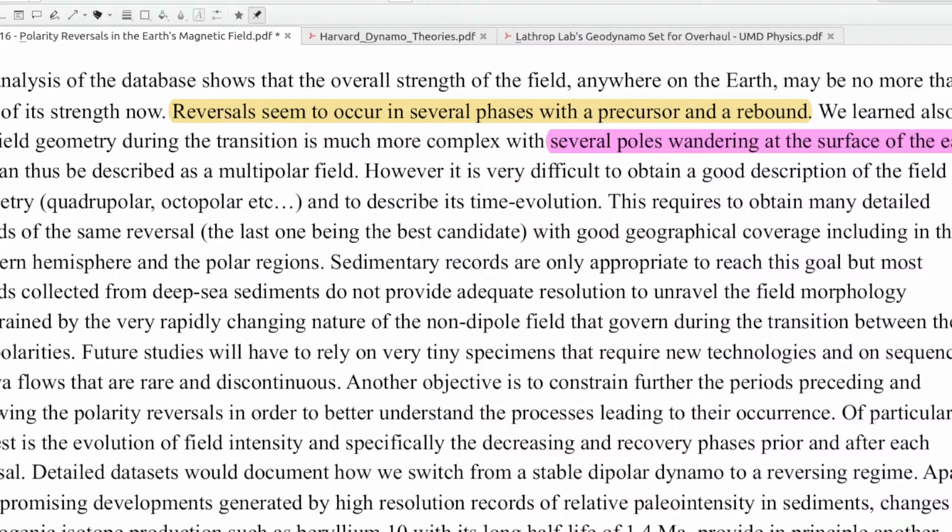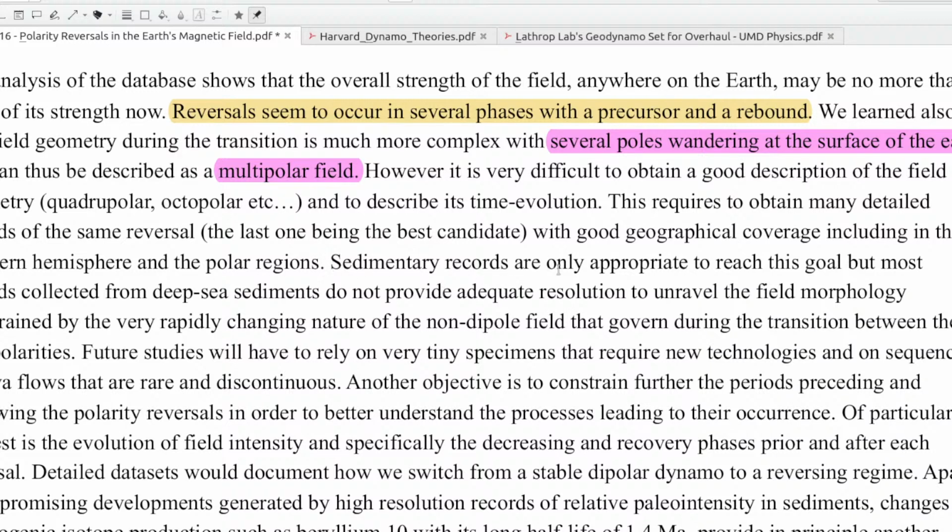That's pretty interesting, and thus can be described as a multipolar field. However, it is very difficult to obtain a good description of the field geometry, quadrupolar, octopolar, etc., and describe its time evolution. This requires obtaining many detailed records of the same reversal, the last one being the best candidate, with good geographical coverage including in the southern hemisphere and polar regions.